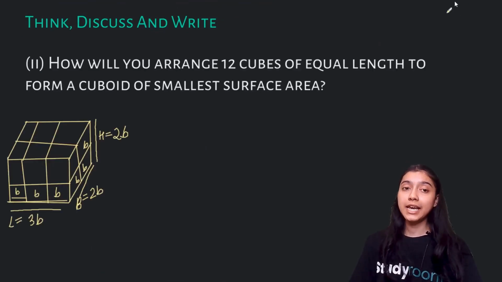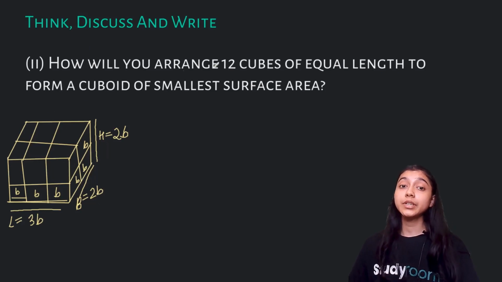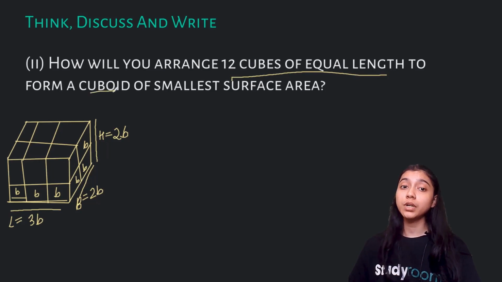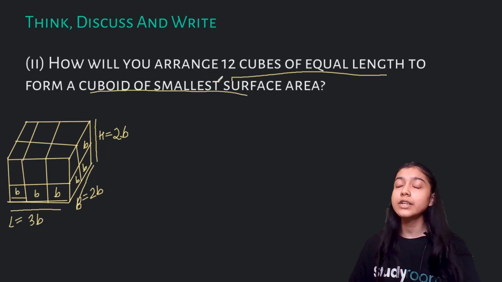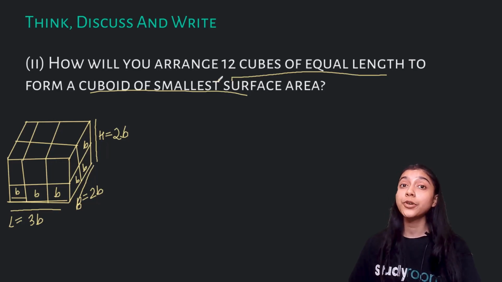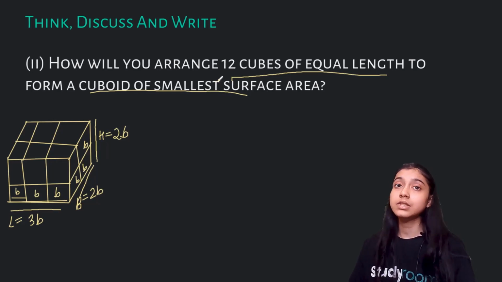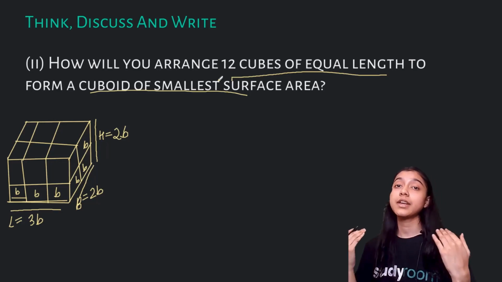The next question that we have with us is, how will you arrange 12 cubes of equal length in order to form a cuboid of the smallest surface area? So this is an interesting question. We have been given 12 cubes. We have to arrange them in such a way that the cuboid so formed will be of the least surface area. The surface area has to be minimum.